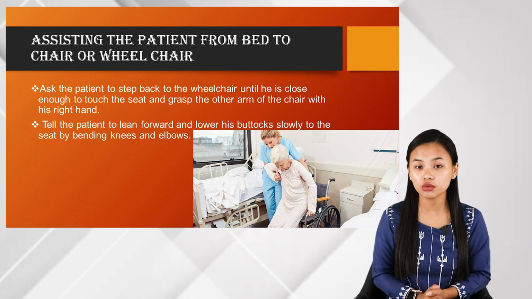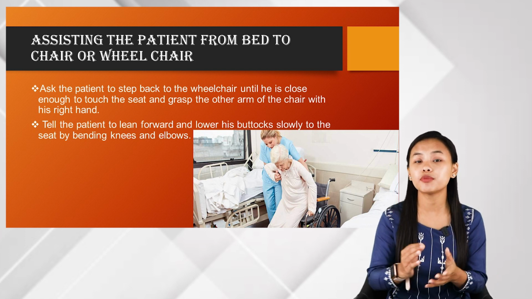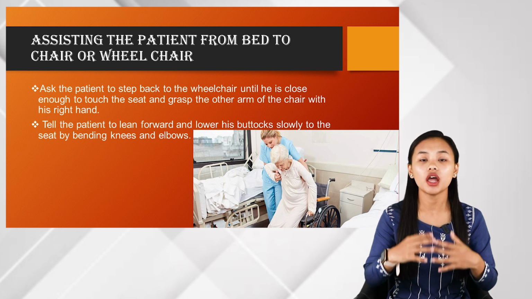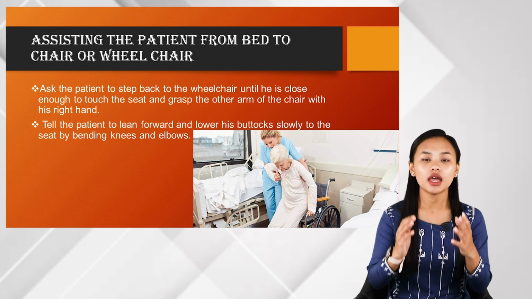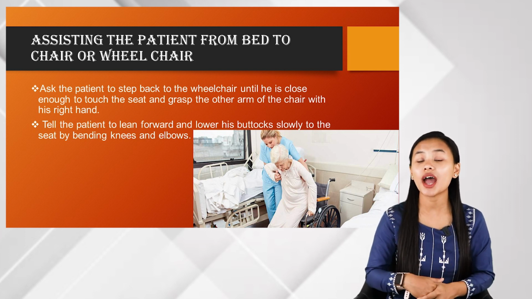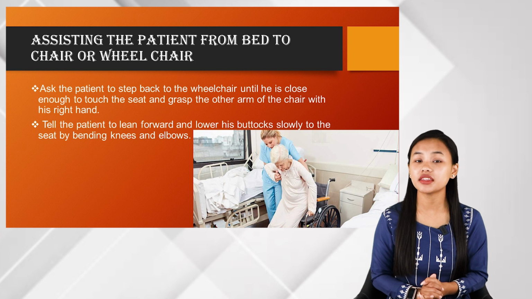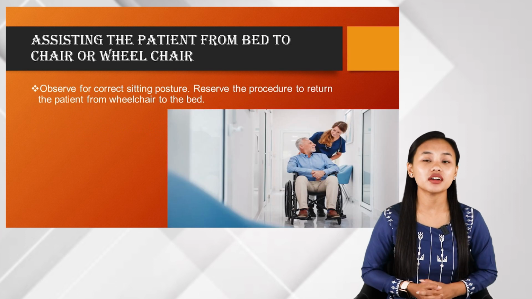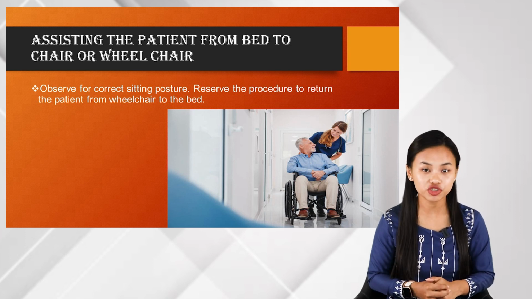So as they are close enough to touch the seat of the wheelchair, and if they have grabbed the right arm of the wheelchair as well, then you must tell the patient to lean forward and lower their buttocks slowly to the seat of the wheelchair by bending their knees and elbows. And when they are seated, you must make sure that you observe for the correct sitting posture. So these are the steps that you must follow whenever you are assisting the patient from the bed to the chair or even to the wheelchair.